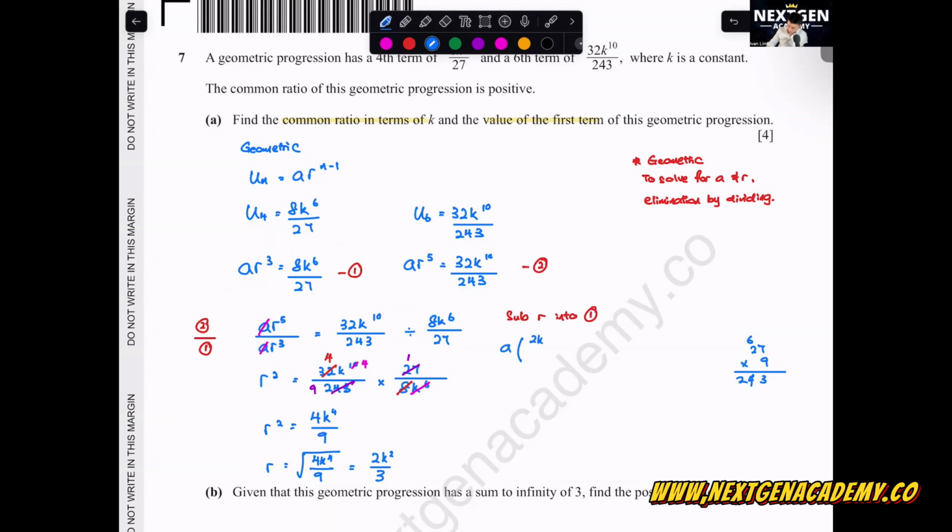A times 2k squared over 3, cubed, equals 8k to the power of 6 over 27. Okay, this one will be 8k to the power of 6. 3 cubed, 3 times 3, 9, 9 times 3, 27. So 8k to the power of 6 over 27. Okay, both sides you can get the same value. So A is equal to 1. Both sides you divide by 8k to the power 6 over 27.